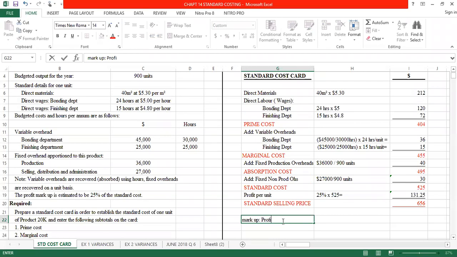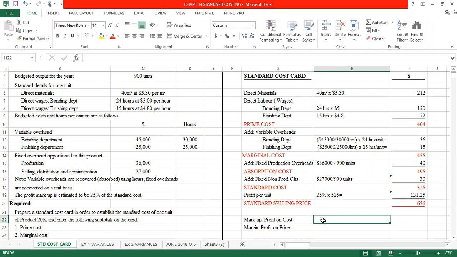Markup is profit on cost. There is also what is called margin. Margin is profit on price. Markup is profit on cost. Margin is profit on price. So here you are being told the markup is 25%. Even if you are not told of standard cost, you need to know it is 25% of the cost. What is the cost? 525.